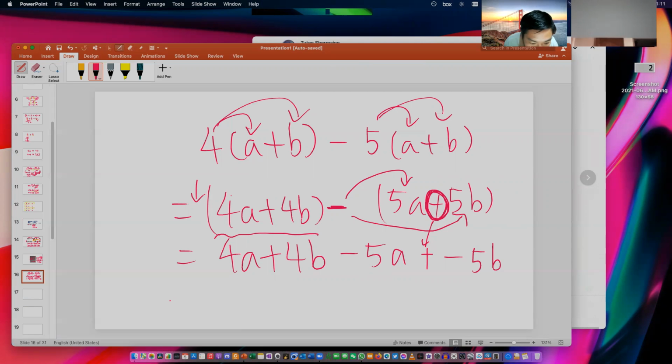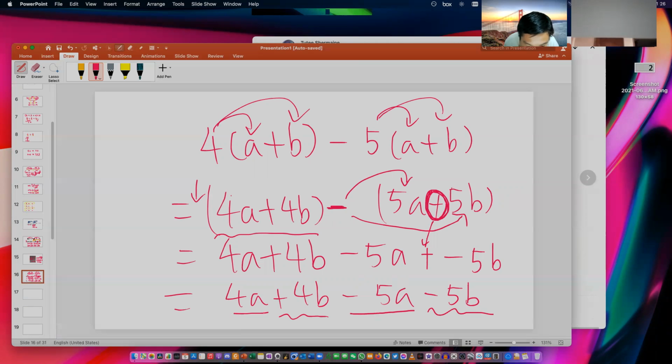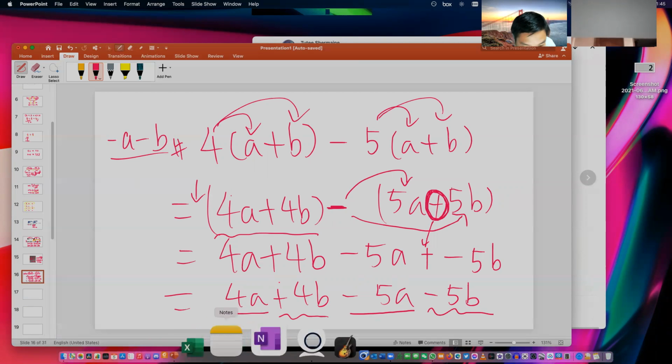Then after that, you need to do some cleanup. Can you see plus minus? You get minus. Then of course, the next step is you need to combine similar terms. Once you combine similar terms, you will see that your answer is minus a. So your final answer is minus a and minus b for this particular question. Okay. So I want you to do this type of question in this manner. Okay. So let's move on.